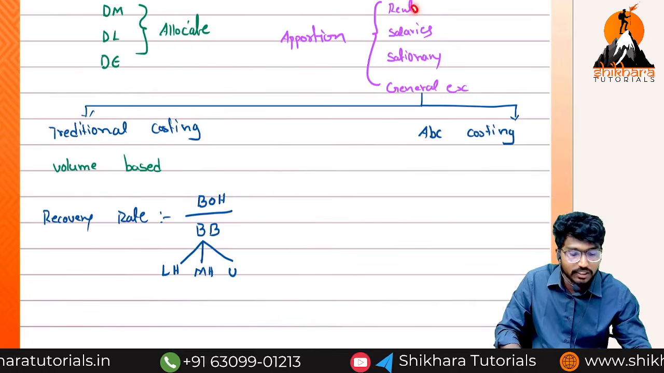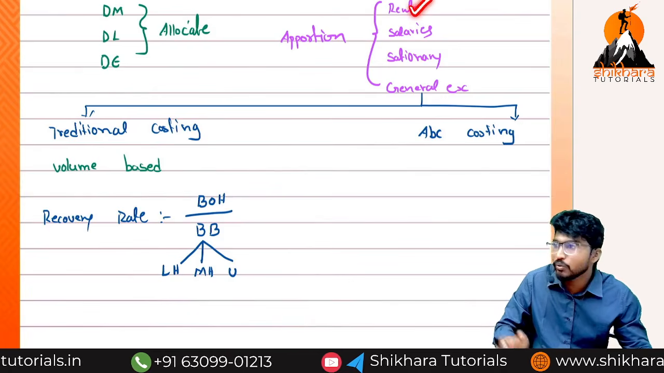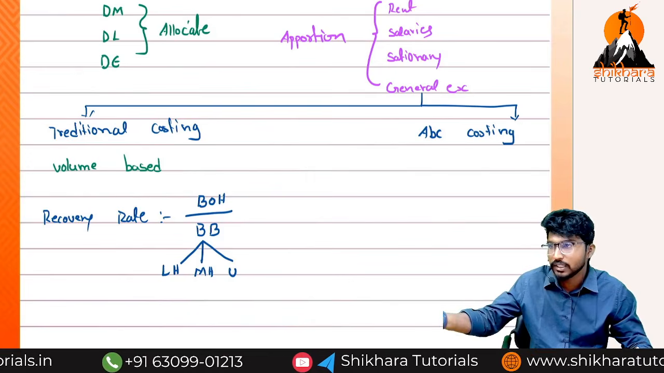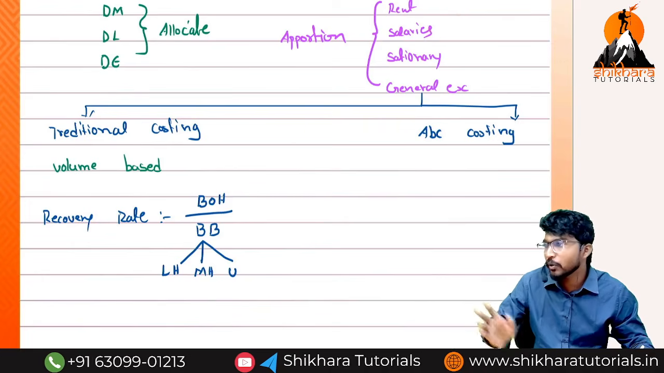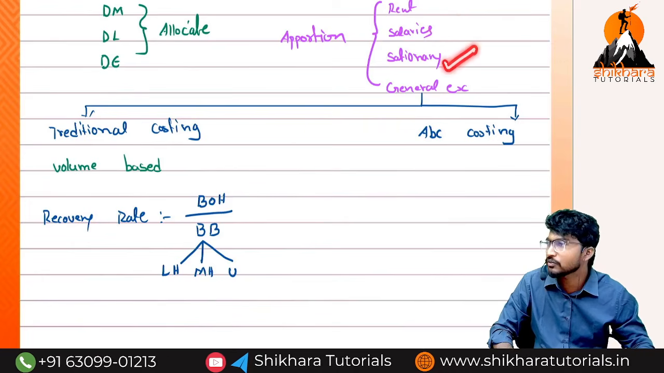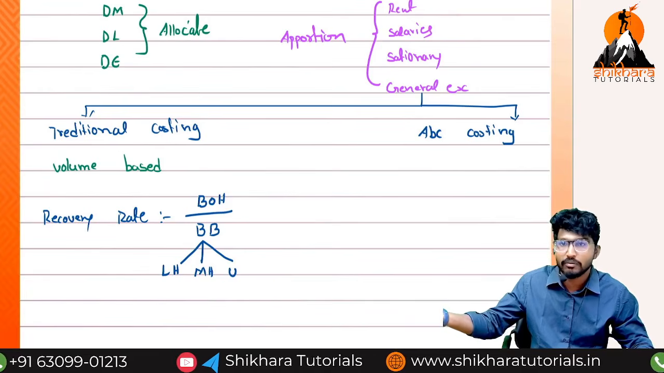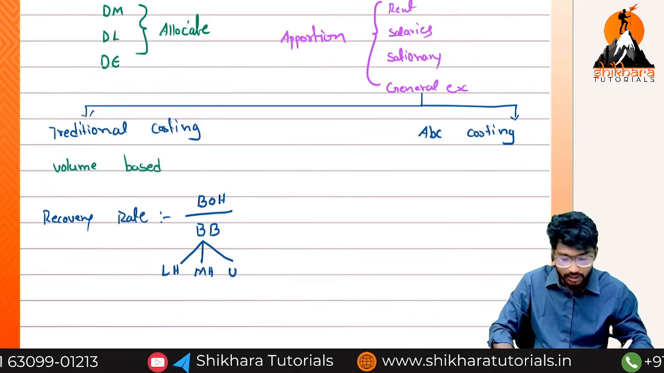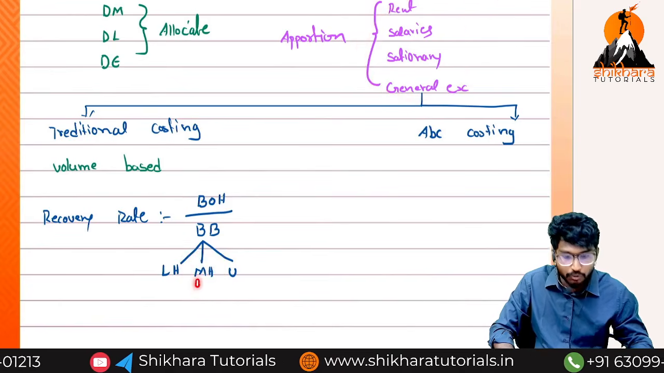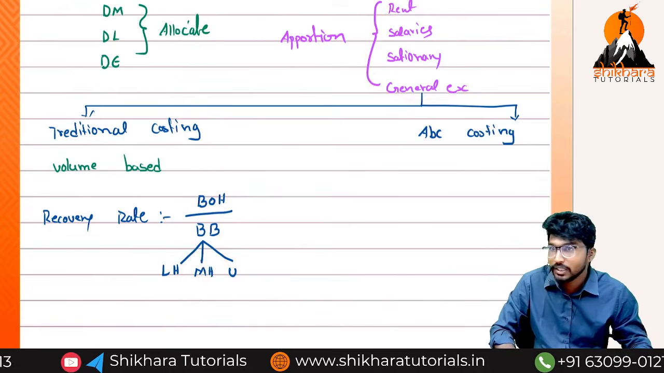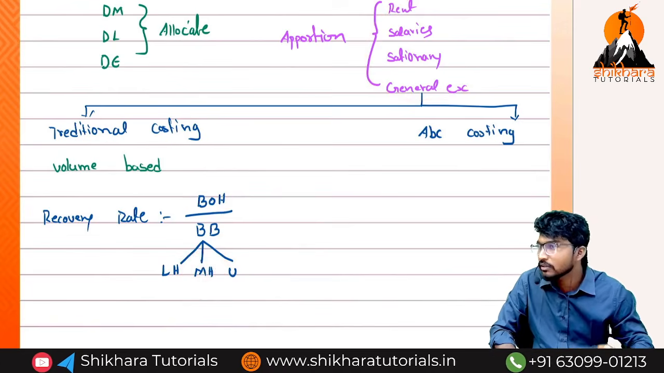But rent we incurred for the purpose of space. Salaries are for the purpose of indirect employees. Stationery is for the purpose of paperwork. But here you are treating all these expenses as being for the purpose of whom? Machines. Is it the correct treatment?